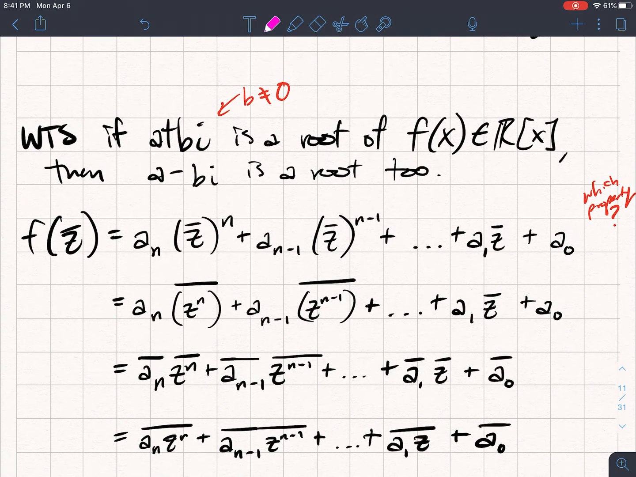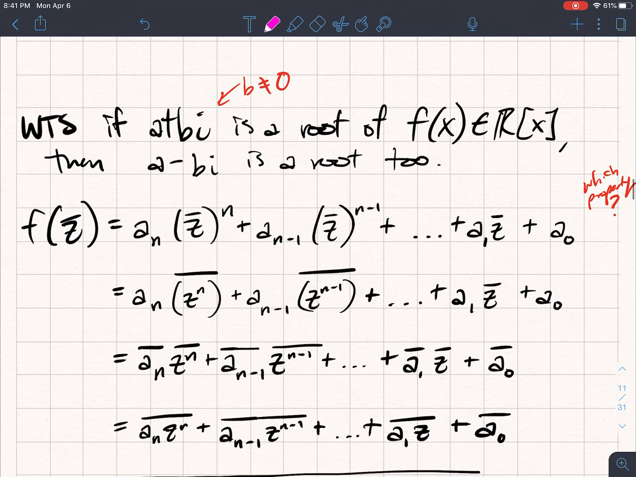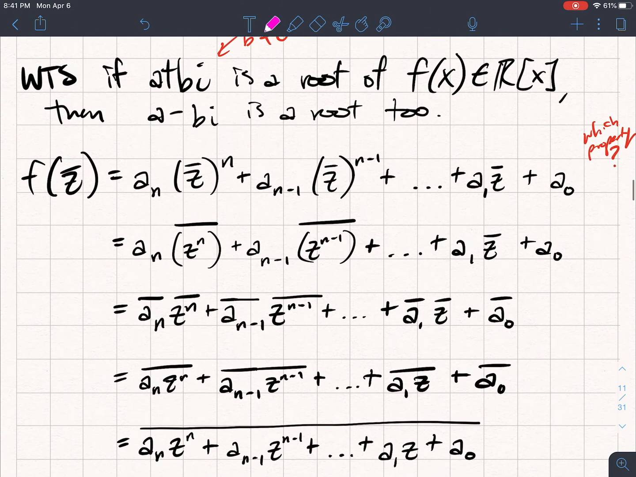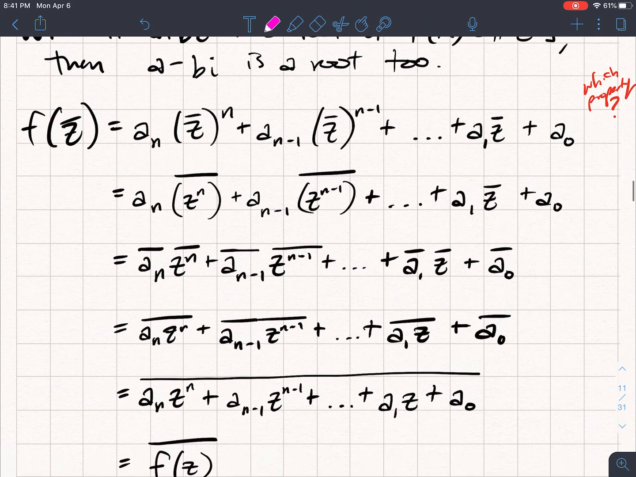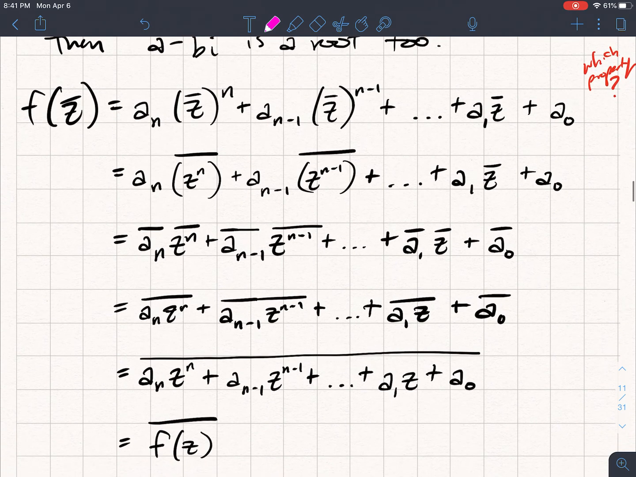And I know that I can multiply two numbers and then conjugate, or I can conjugate first and then multiply them. And that's what we've done here in the next line. And then the last one says I can sum everything before or after I conjugate. And that's one of the lemmas that you proved. And this last line here is the conjugate of f evaluated at z. That's what that is.